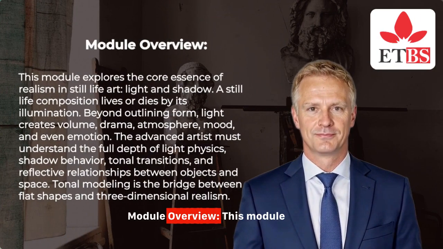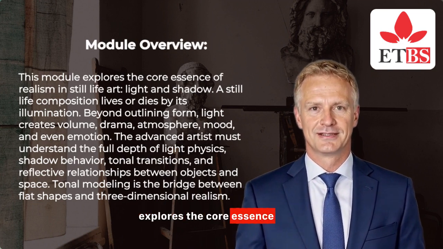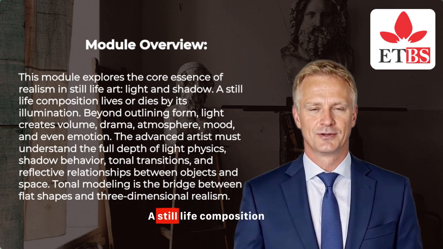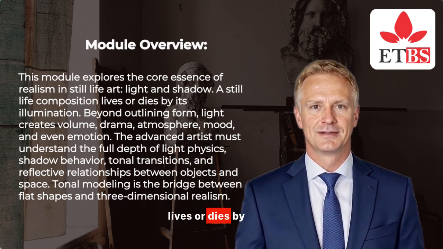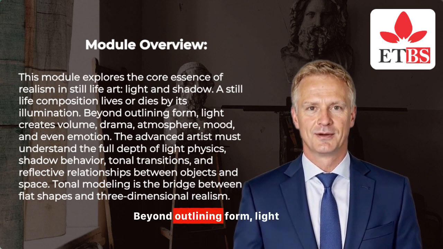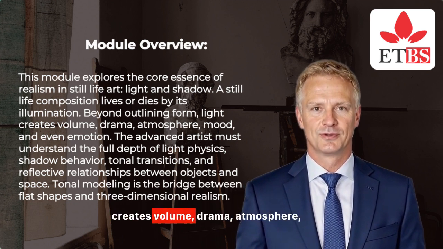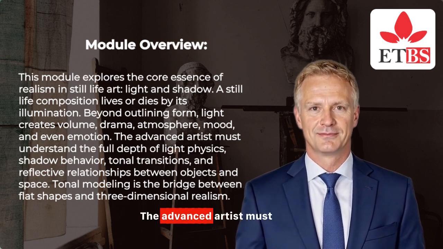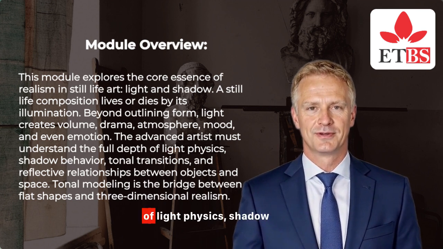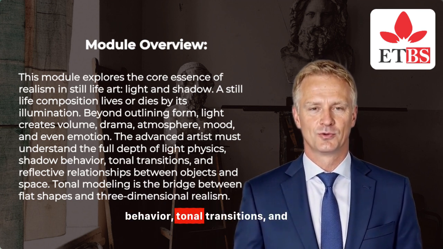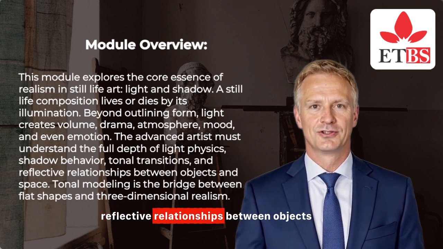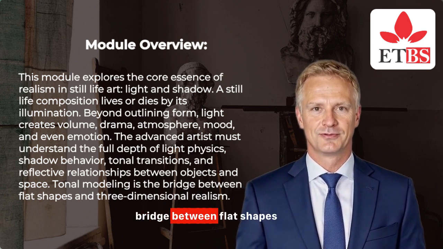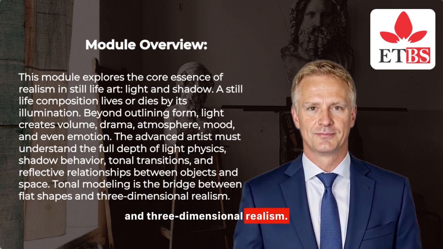Module Overview. This module explores the core essence of realism in still life art: light and shadow. A still life composition lives or dies by its illumination. Beyond outlining form, light creates volume, drama, atmosphere, mood, and even emotion. The advanced artist must understand the full depth of light physics, shadow behavior, tonal transitions, and reflective relationships between objects and space. Tonal modeling is the bridge between flat shapes and three-dimensional realism.